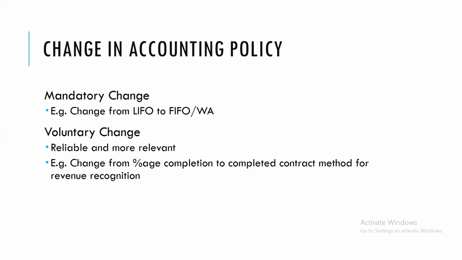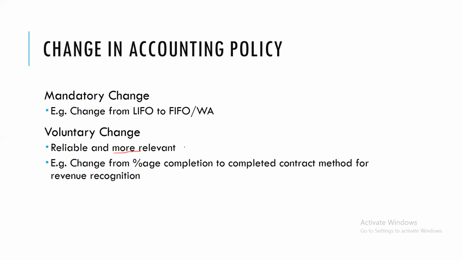And then you can also have a voluntary change. So company management can decide that we want to change from percentage of completion to completed contract method, or we want to change from FIFO to weighted average. So this is the company making the decision that they want to change the way that they're doing their accounting for a specific account. The only way that they can make a voluntary change is if the change provides reliable and more relevant information to financial statement users than the previous method.